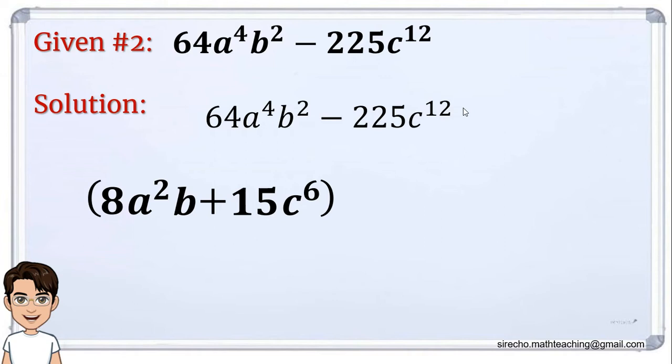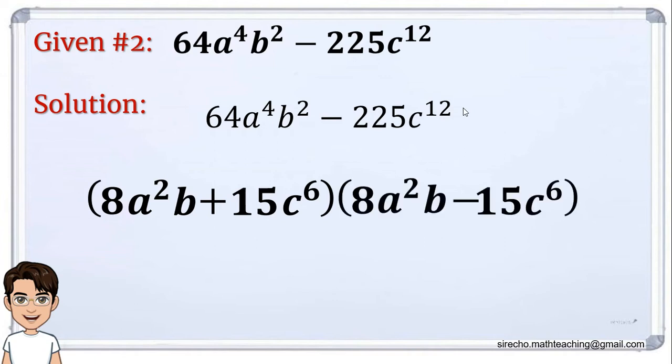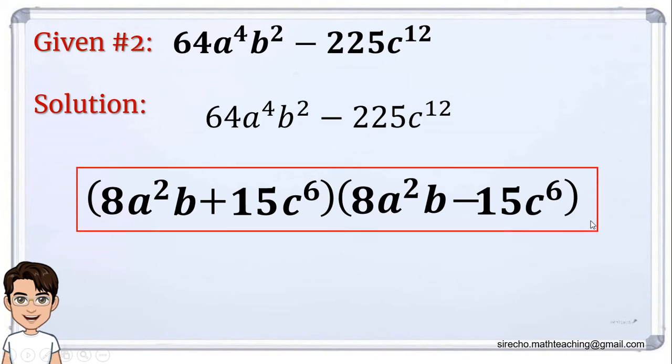To get the next factor, we just copy and paste that and change the sum to difference. Therefore, our final answer is the quantity 8a squared b plus 15c to the 6th power, times the quantity 8a squared b minus 15c to the 6th power. And that's all.